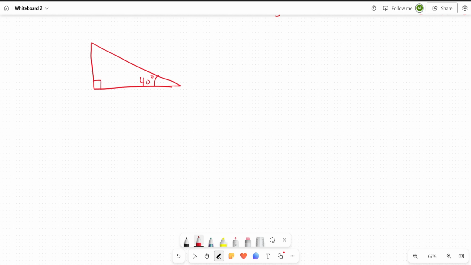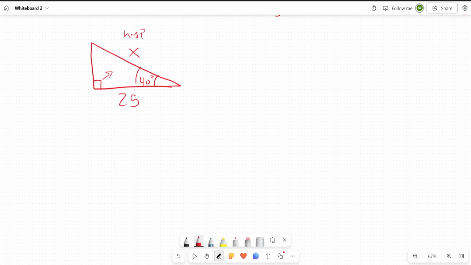This is my 90 degrees angle, and I have a 25, and this side is x. So first of all, you always need to start by knowing where is your hypotenuse. Hypotenuse is always the longest side and the side looking at the 90 degrees angle. So my x here is my hypotenuse.